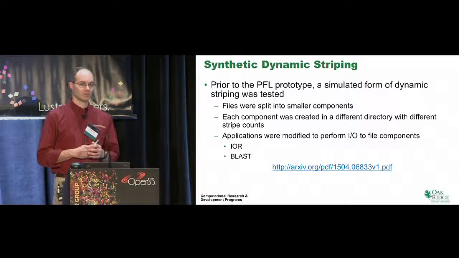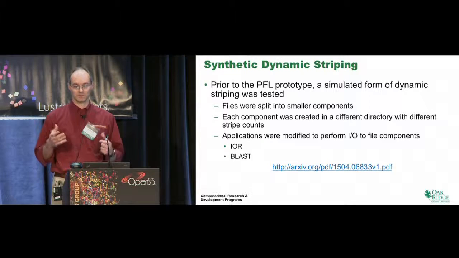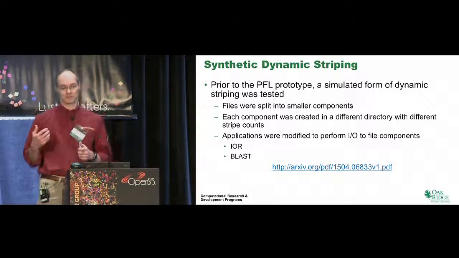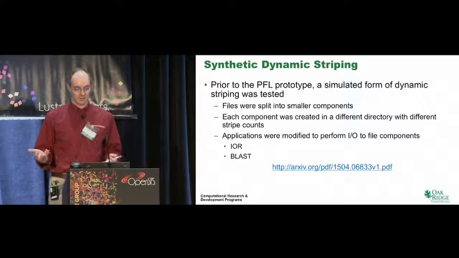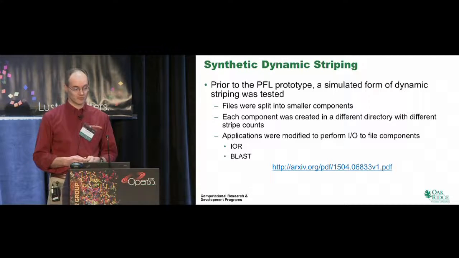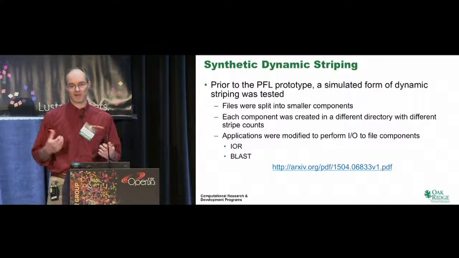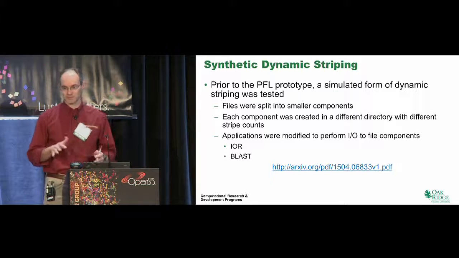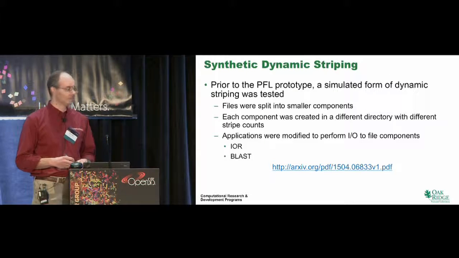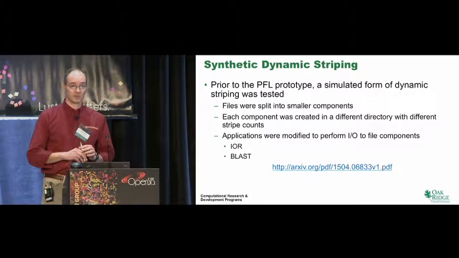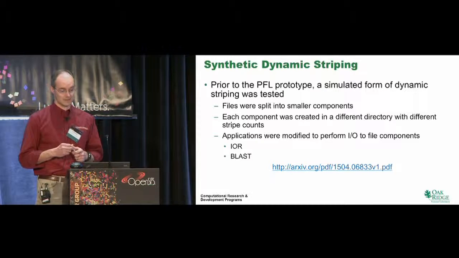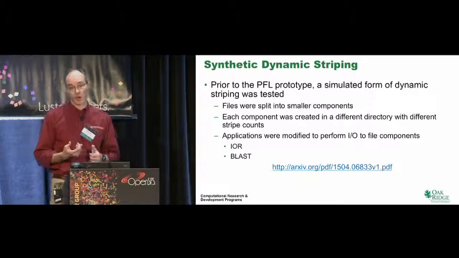In this case, files were split into smaller components, and each component was created in a different directory that had a different default stripe count set on it. So the file was actually split into multiple files, and then the applications were modified to hide that split and make it look like it was operating on one file. For details on the test results, I've included the URL, which describes all the types of tests they did. They included things with IOR and BLAST.